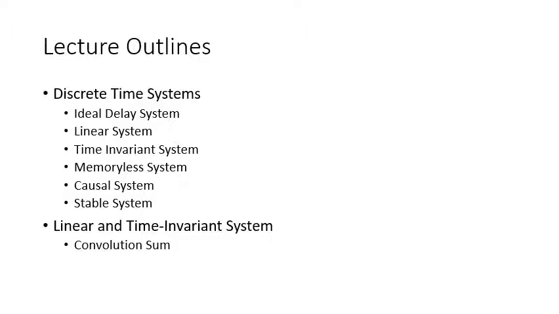Previously we talked about discrete time signals, operations, and we have looked at some basic signal types, for example, unit impulse, unit step, exponential, sinusoidal. We also talked about the periodicity and aperiodicity of a signal. Today we are going to talk about discrete time systems. The most common discrete time systems are ideal delay system, linear system, time invariant system, memoryless system, causal system, stable system. And then we will talk about linear and time invariant system, in which we will discuss convolution sum.